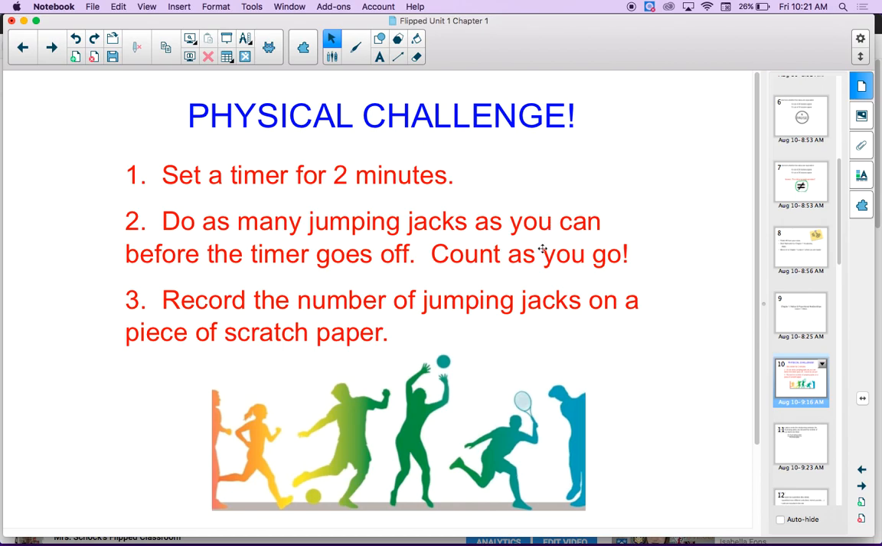Next, I'm going to ask you to stand up and do as many jumping jacks as you can before the timer goes off. If you are in school right now, please ask your teacher if you can go out in the hall to do this, okay? Count as you go. Keep track of how many jumping jacks you've done. Just record that number on a sheet of paper, okay? So you are going to pause this video. You're going to set a timer for 2 minutes and go do those jumping jacks.